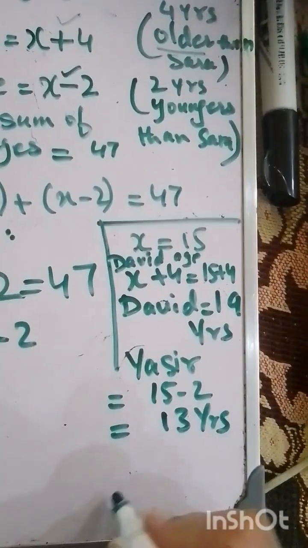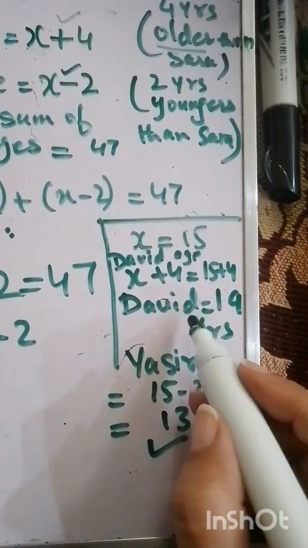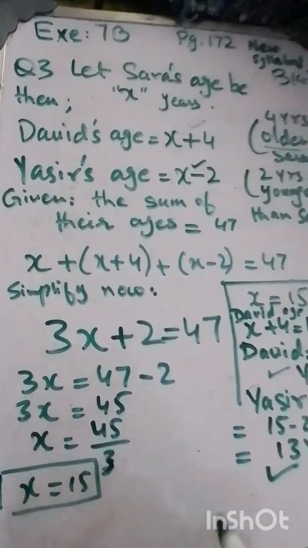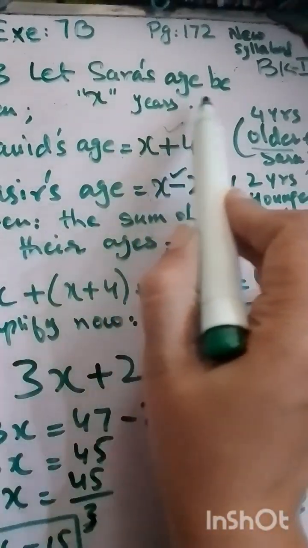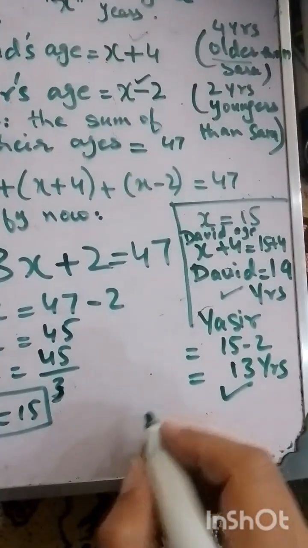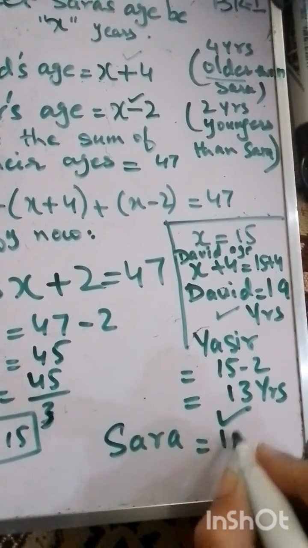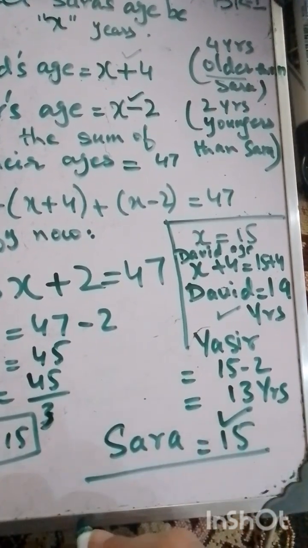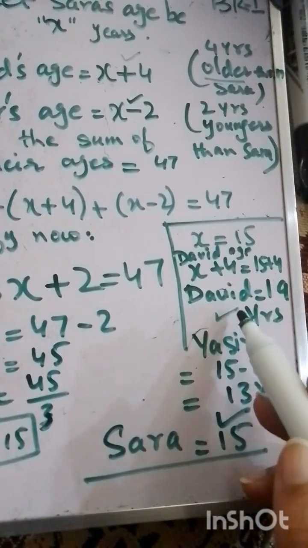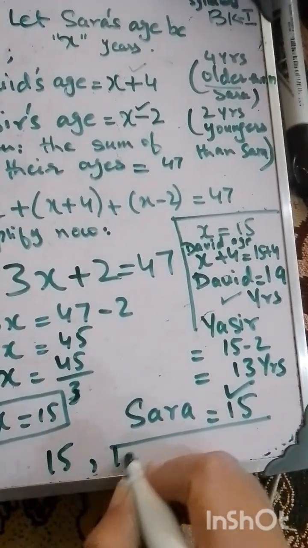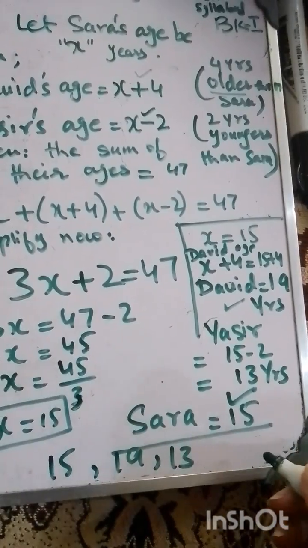So that's how we have obtained the desired ages by extracting the data from the question. Sarah's age is x, so Sarah is 15. So similarly, David is 19 years and Yasir is 13 years.